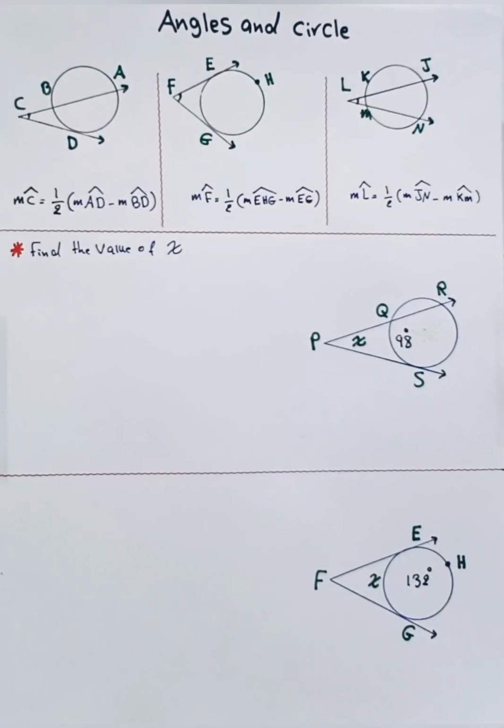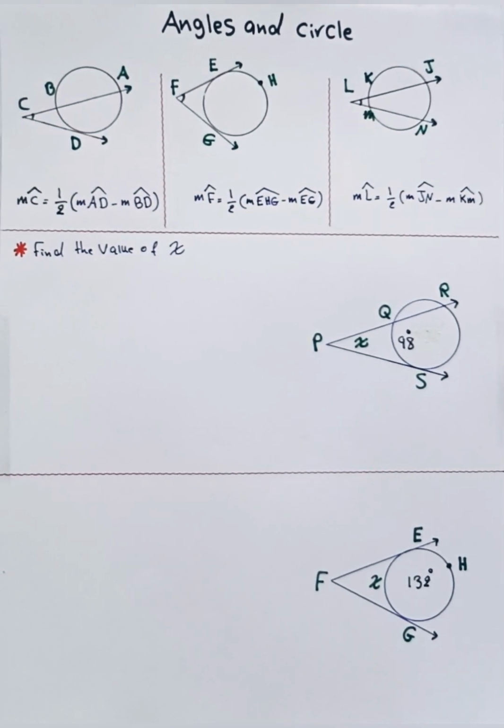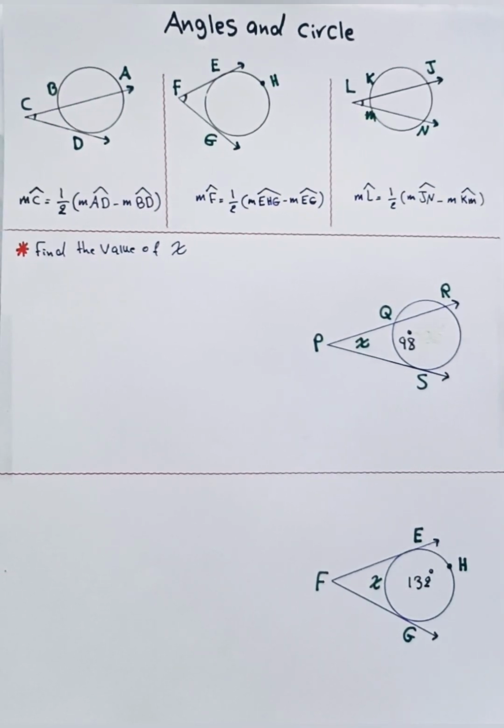After that, we have the theorem for the exterior angles of a circle. If a tangent and a secant, or two tangents, or two secants intersect in the exterior of the circle, then the measure of the angle formed is half of the difference of the measures of its intercepted arcs.